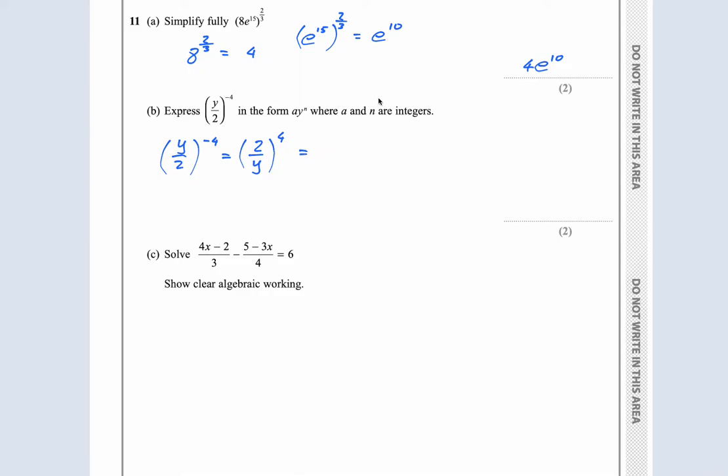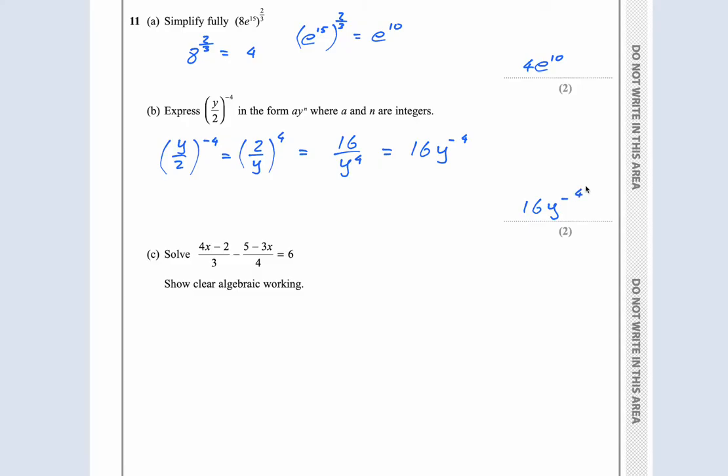Now this equals 2 to the power of 4, which is 2 times 2 times 2 times 2, which is 16. You can use your calculator, over y to the 4. But he wants it written like this: ay to the power of n. So this is actually equal to 16y to the power of -4, because the same reason I put y underneath the line and made it a positive 4, I can now bring y back above the line and make it a -4. Okay, so that is part B, 16y to the power of -4.